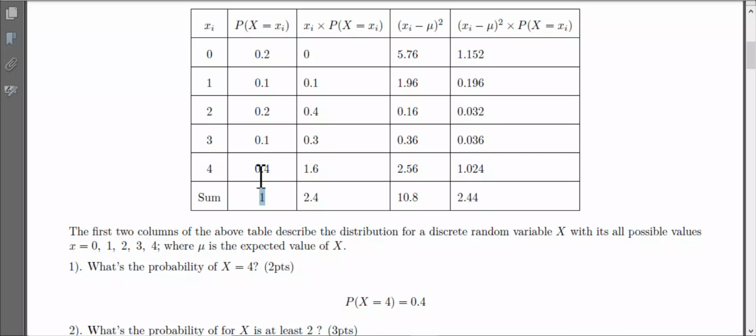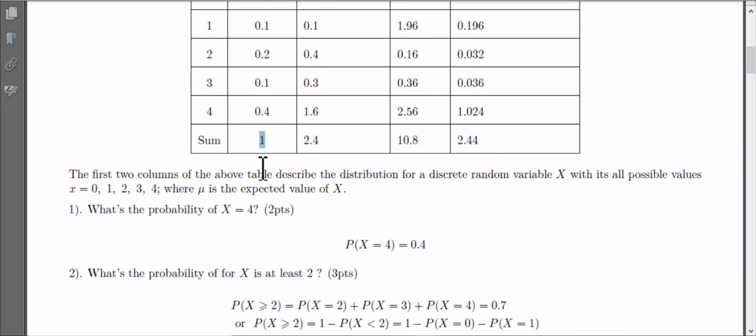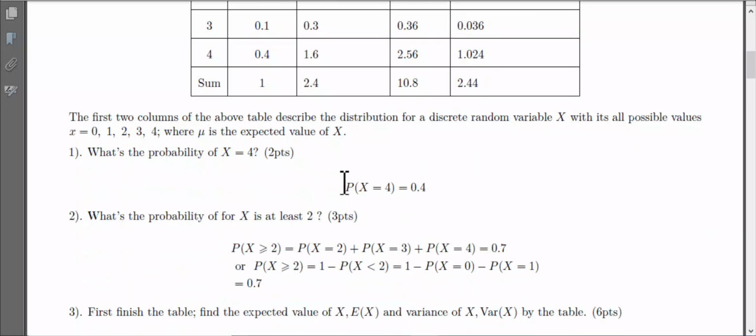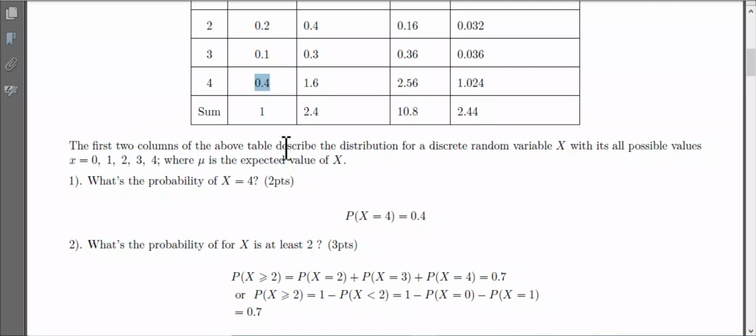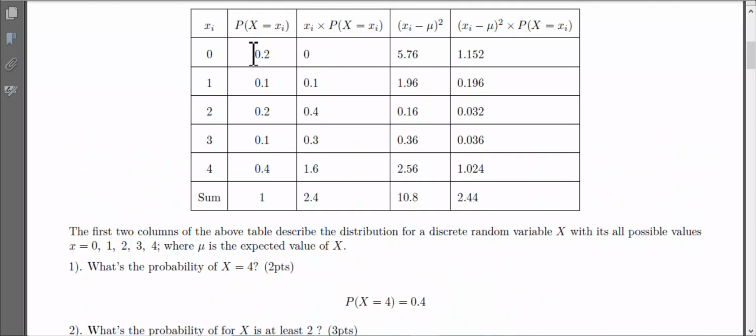Obviously, that's exactly how we get the probability for x equals 4, right? Because if this is empty, the whole thing is 1, then we have this one equals 0.6.